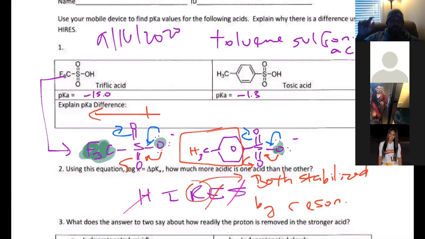Triflic acid is a stronger acid than toxic acid because the conjugate base is stabilized by resonance as well as induction. Strong induction at that, because fluorine is a very highly inductive group. So it can really take that electron cloud sitting around oxygen and pull a lot of that electron density towards itself.